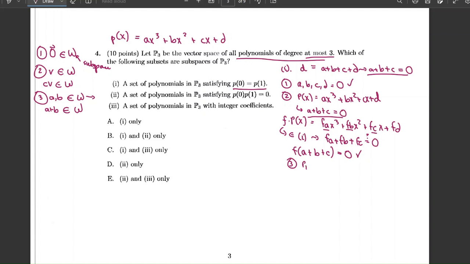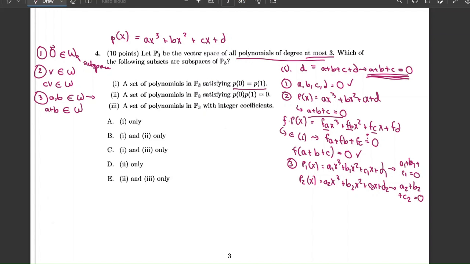So let's say now we have p1 of x equals a1x cubed plus b1x squared plus c1x plus d1. And this is in the subset, so a1 plus b1 plus c1 equals 0. Because, right, the requirement of the subset is that it satisfies p0 equals p1, which means, again, that it needs to satisfy this condition. And then let's say we have another polynomial that is also in this subset, a2x cubed plus b2x squared plus c2x plus d2. So that means, because it's in the subset, a2 plus b2 plus c2 is also equal to 0. So now our question is, is p1 plus p2 in our subset?